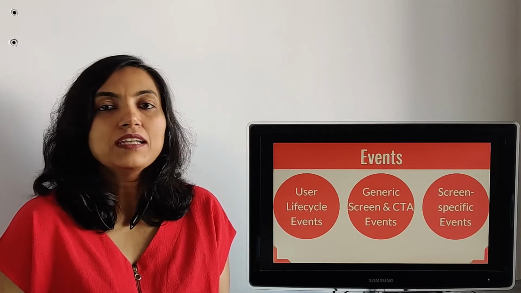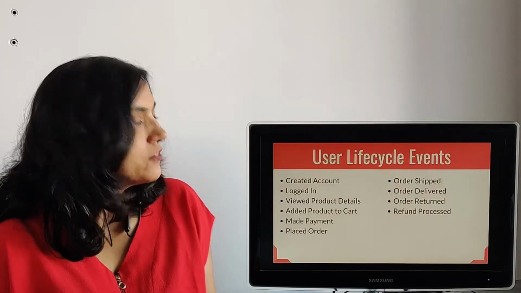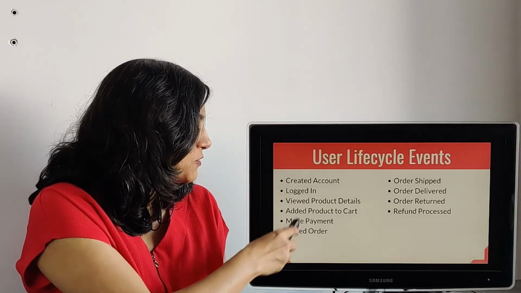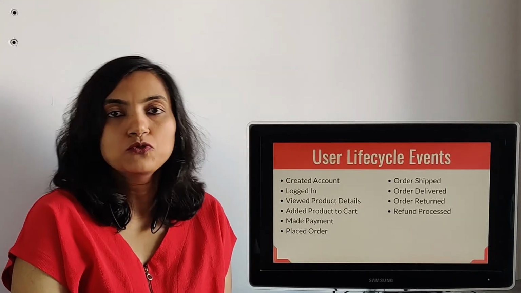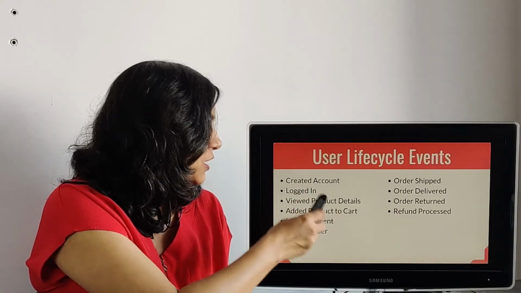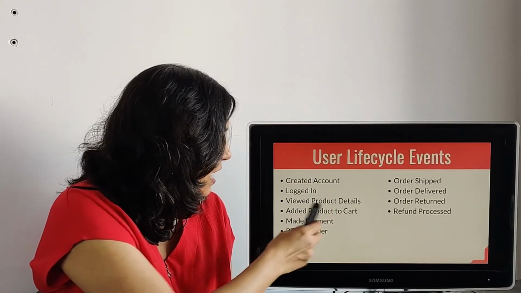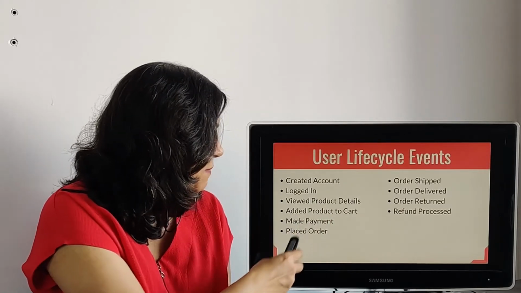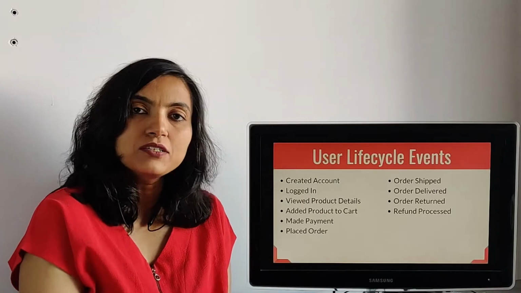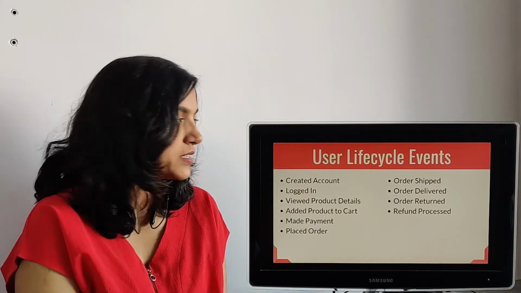Starting with user lifecycle events. In our favorite e-commerce platform example, these are some of the things that users do on your product which are important. They create an account, they log in, they view product details, they add product to the cart, they make payment, they place order. So you want events corresponding to these to be emitted as and when these actions happen.